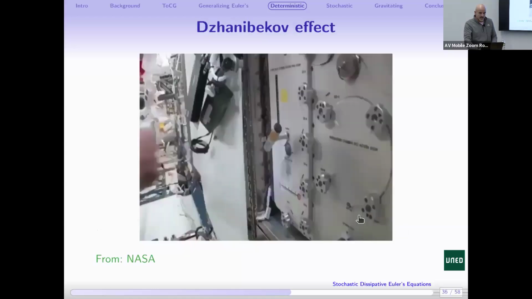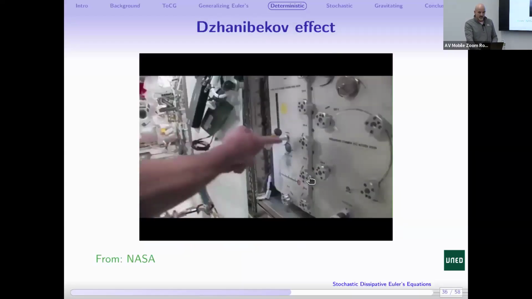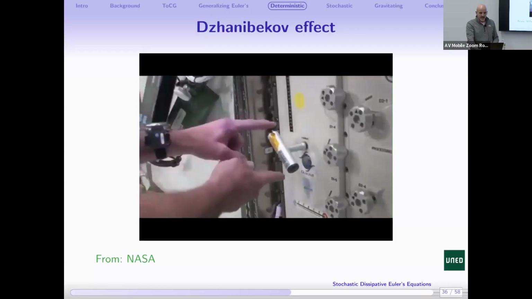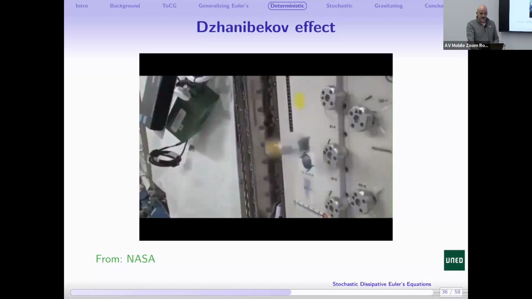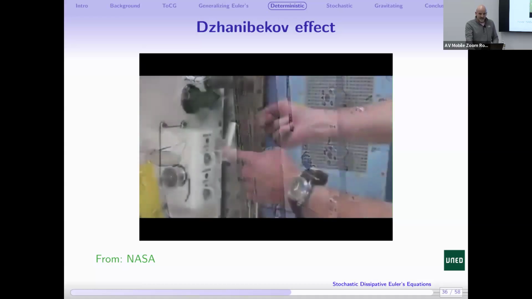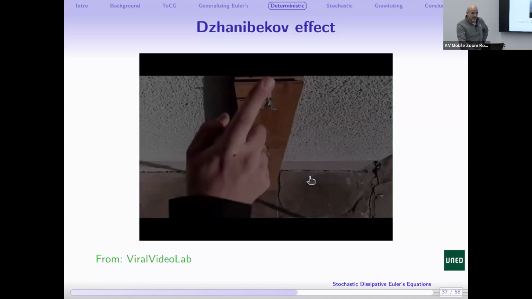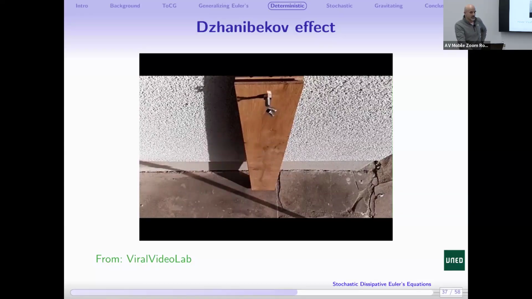I'm showing pictures. This is from a space station. If you rotate a triaxial body, you see that it's doing a funny thing. It changes the axis of rotation periodically. This is in slow motion where you can see it slightly better. You can see that this also happens on Earth. You have to take a slow motion. Now the wing nut flips as it spins, until it crashes on the floor.